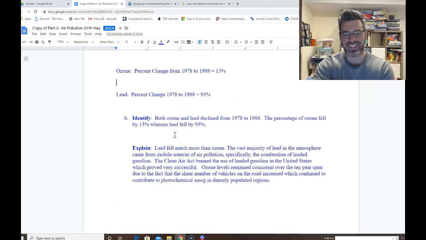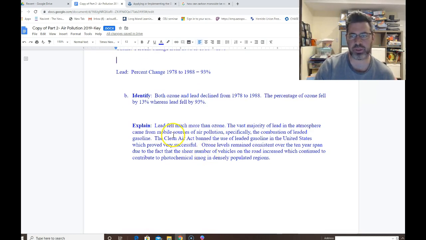Okay, so identify. Both ozone and lead declined from 1978 to 1988. The percentage of ozone fell by 13%, whereas lead fell by 93%. Good for you. You just got points there. Most likely that'll be a 1-point response. Explanation. All right, so what I did is I actually went through this together and answered fully the way I would actually be doing it.